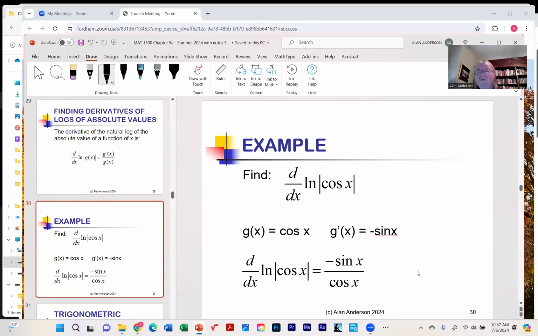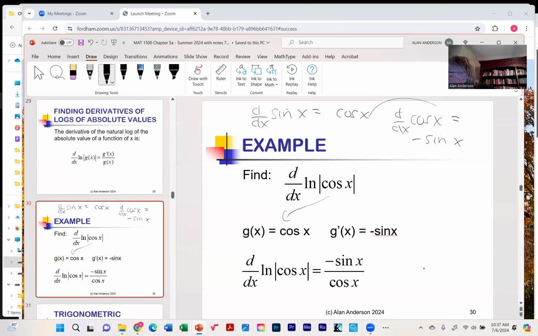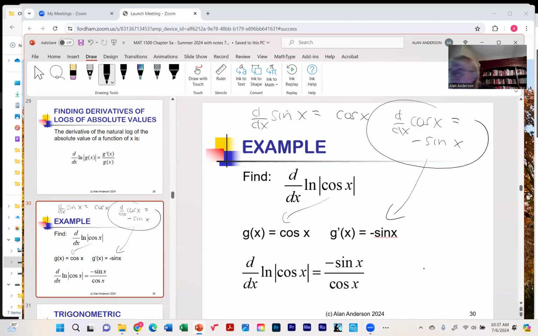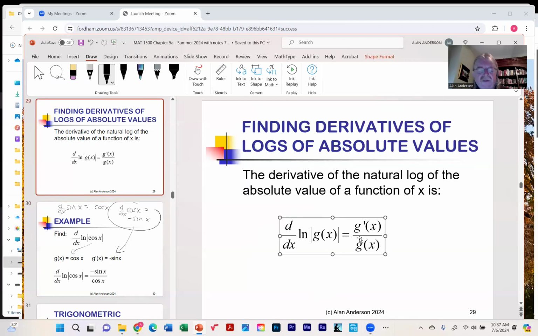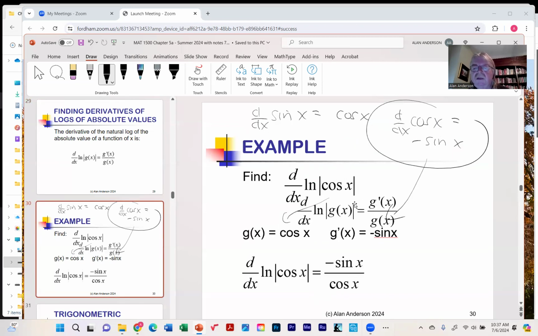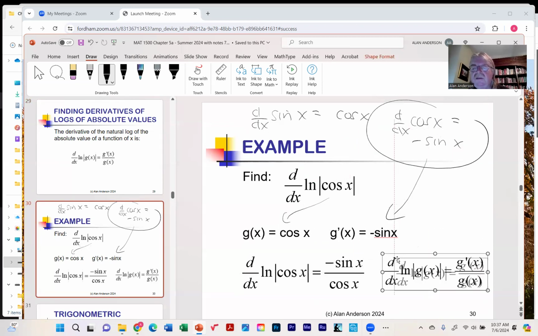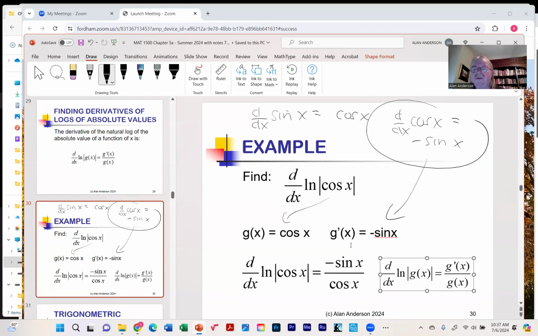So you remember somewhere along the way, we had a chart where we said that the derivative of sine x is cosine x, and the derivative of cosine is negative sine. So here, g is what's inside the absolute value signs, and g prime of x would therefore be, as you can see from here, negative sine x. And so now we just plug everything in. Remember, here's our definition. And you can see all you're doing is making the direct substitution.